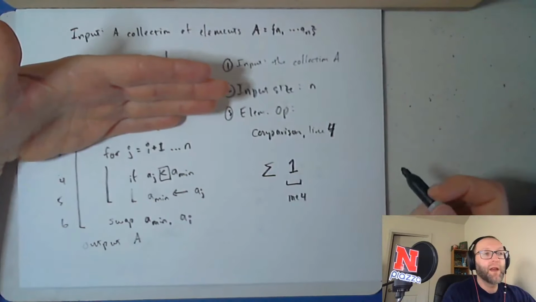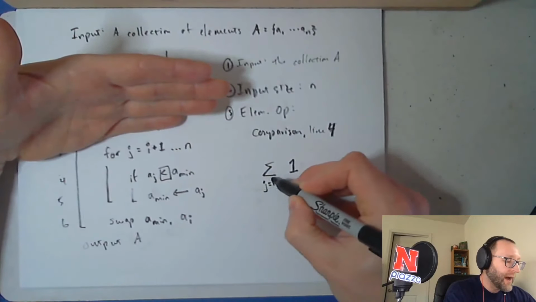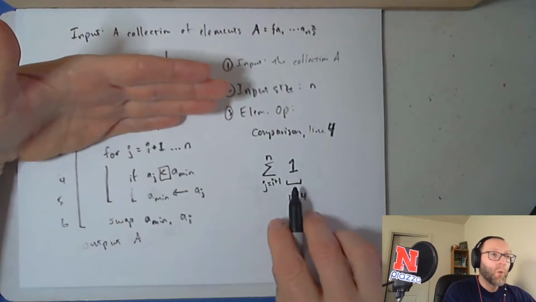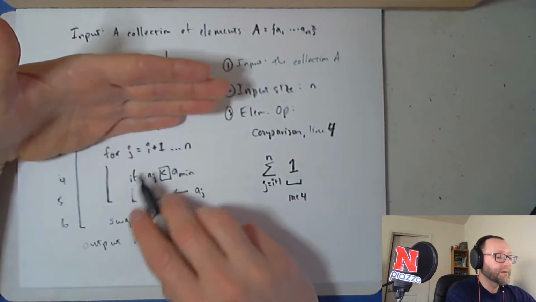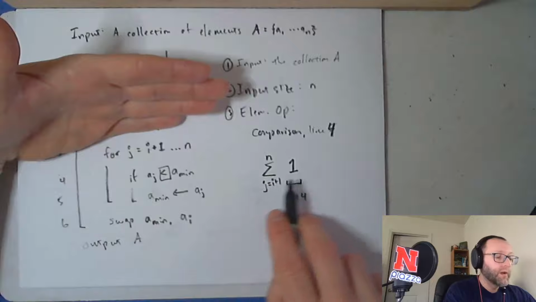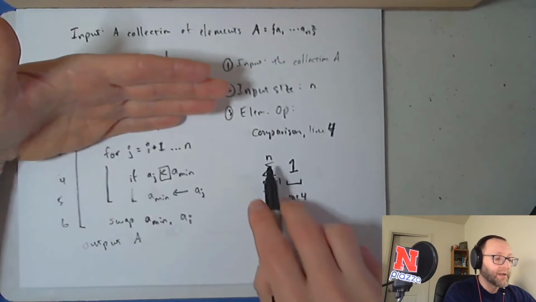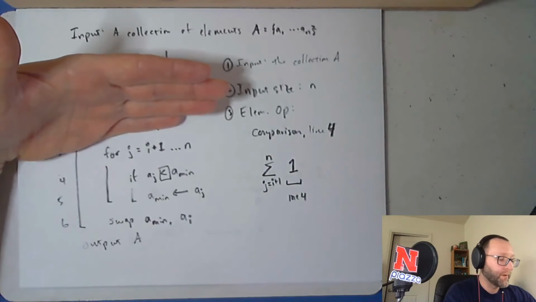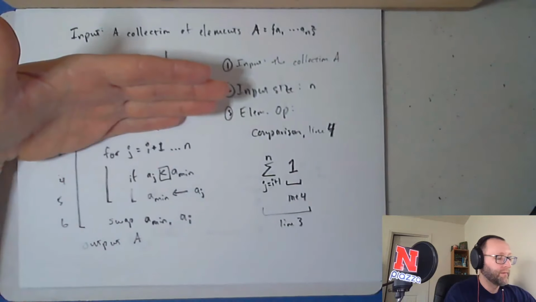I'm going to write a summation here. For j, running from I plus 1 up to n, I'm going 1 plus 1 plus 1 plus 1 comparisons. One comparison when j is I plus 1. When it's I plus 2, then one comparison. I plus 3, one comparison, dot, dot, dot, until it gets all the way up to n. I'm just going to keep that in summation form here. That all is from line 3.